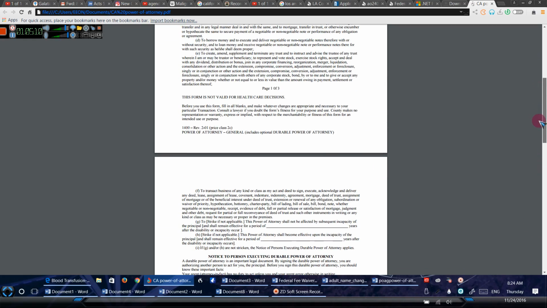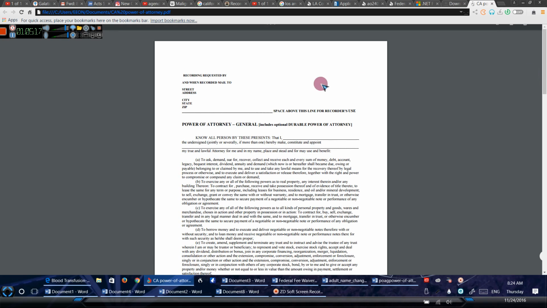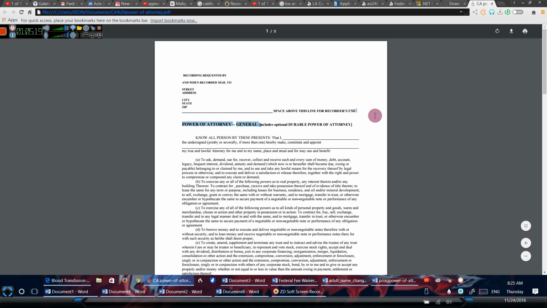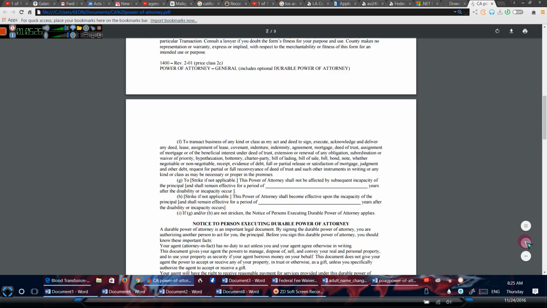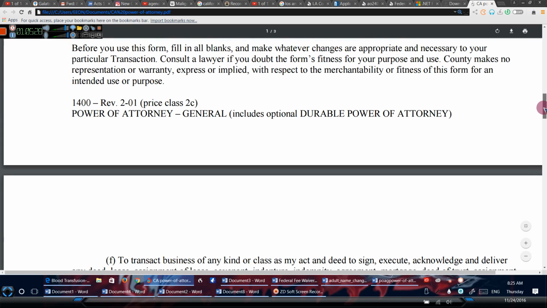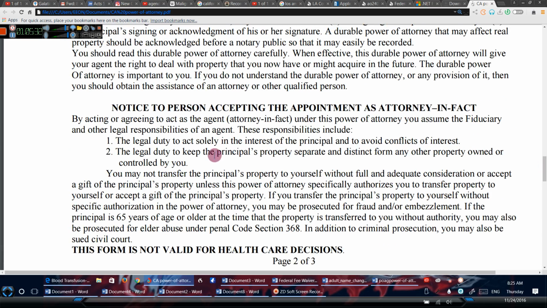Now, their power of attorney has something else that you all don't know about. It's called a durable power of attorney. It says it includes an optional durable power of attorney. And that's this section down here. I know, make it larger so y'all can see it. You need to get love off y'all mind so y'all can focus. Okay? Durable power of attorney.